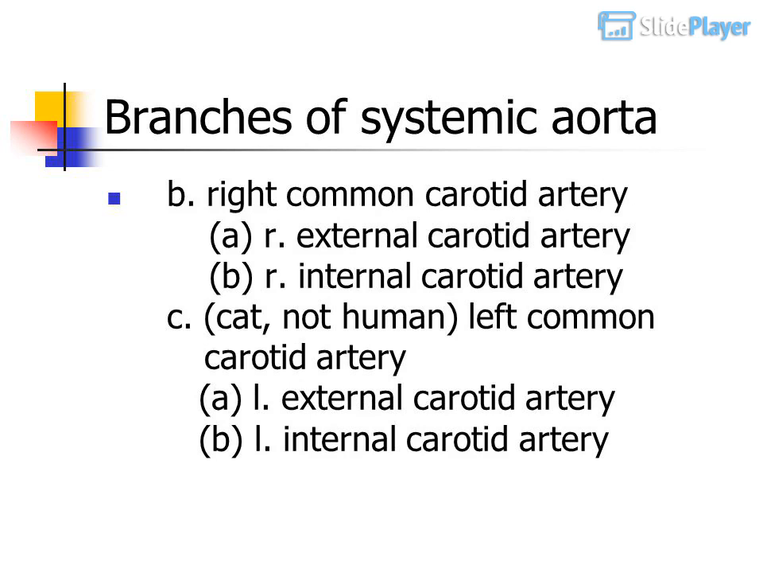Branches of systemic aorta. B. Right common carotid artery. a. Right external carotid artery. b. Right internal carotid artery. c. Cat, not human: left common carotid artery. a. Left external carotid artery. b. Left internal carotid artery.